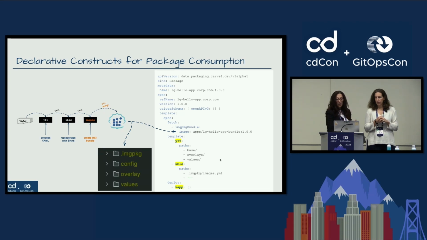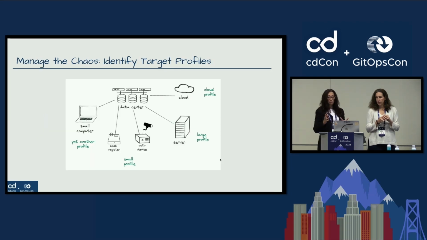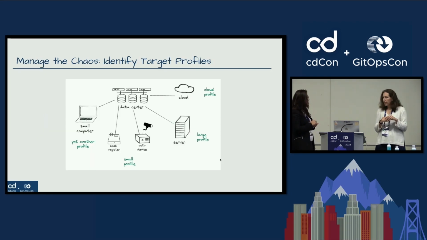So this is how we can then describe and consume the package. And as before, we can also source this from different locations. We can use different mechanisms to work with the YAML file. So looks like we are close. Yeah, so we have a solution.